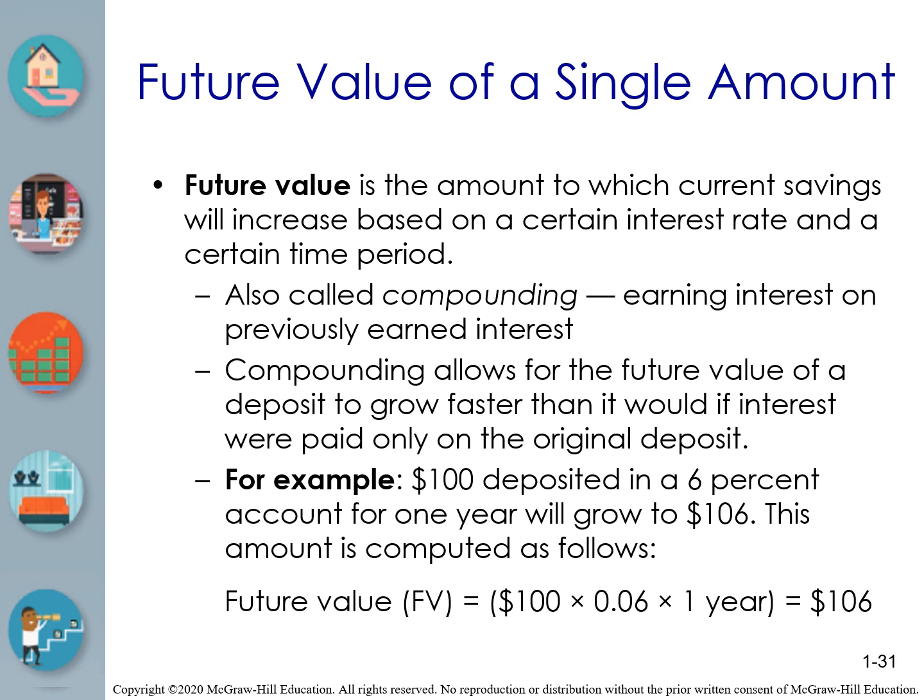Compounding is earning interest on the previously earned interest. So you take your principal plus the interest, and then you add on more interest, and that is how much it is growing going forward. Compounding allows the future value of a deposit to grow faster than it would if interest were paid only on the original deposit.